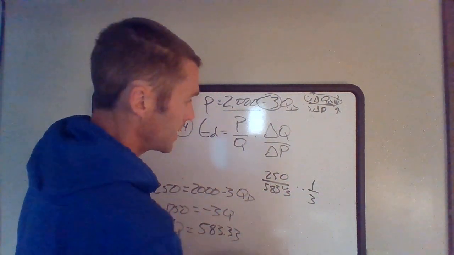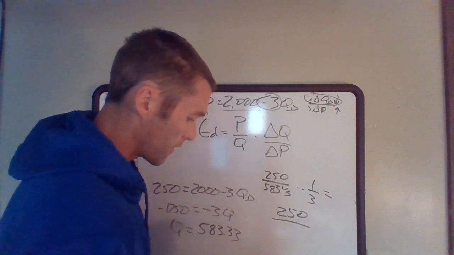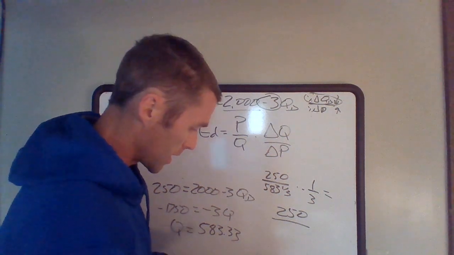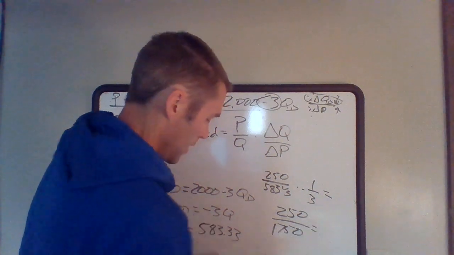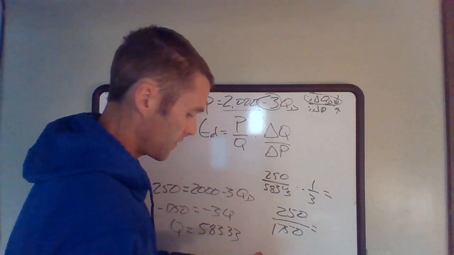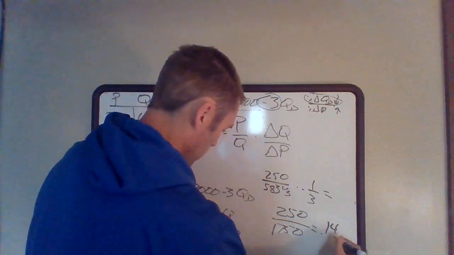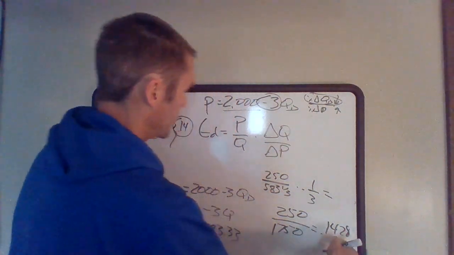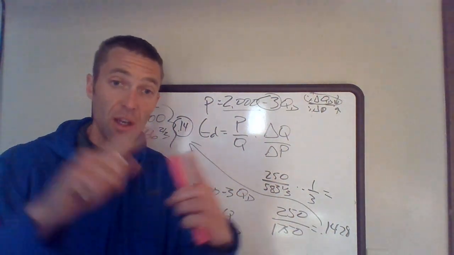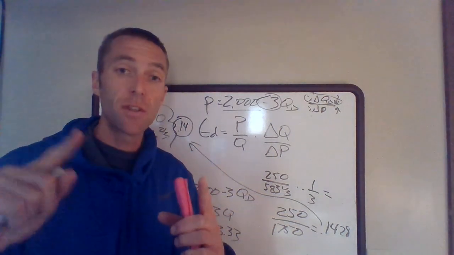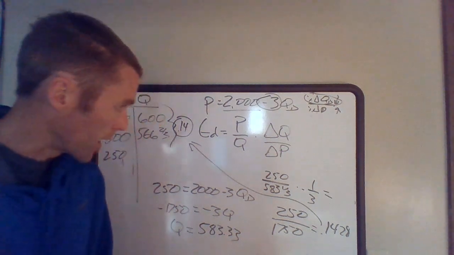So my elasticity is equal to 250 over 583 1/3 times 3, which is 1750. And if I take 250 divided by 1750, I get 0.142857, which is exactly the answer that we got when we were using the arc formula over a range that was equally above and equally below the price that we've picked right here.